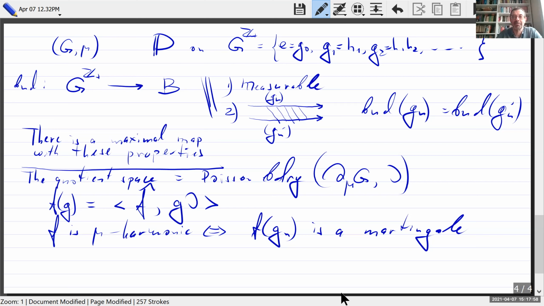Okay, maybe a little even before that. What do you mean here by a maximal map? There is a maximal map with this property. Maximal with respect to what? Maximal in the category theory sense, so that if we have any map with this property, then it will factorize through this maximal map.